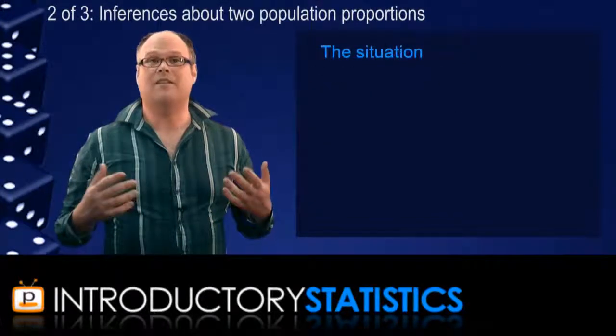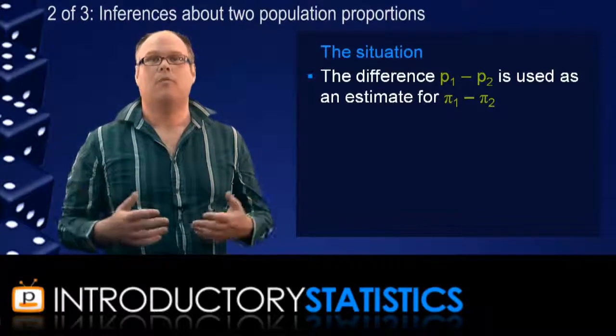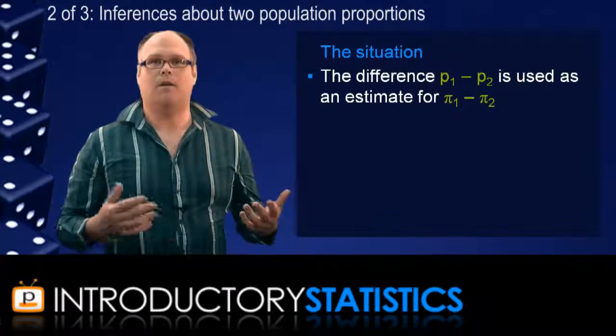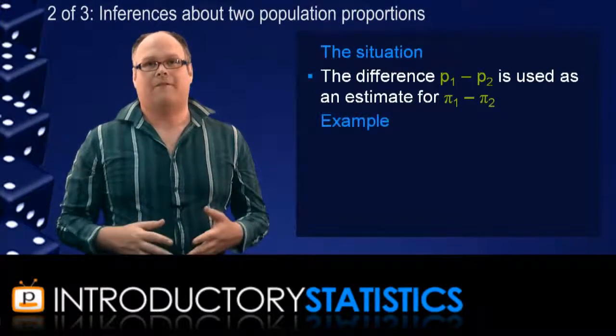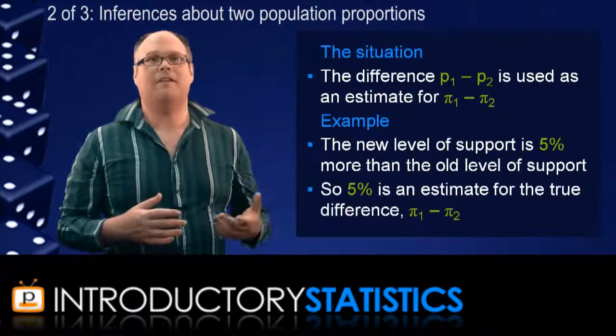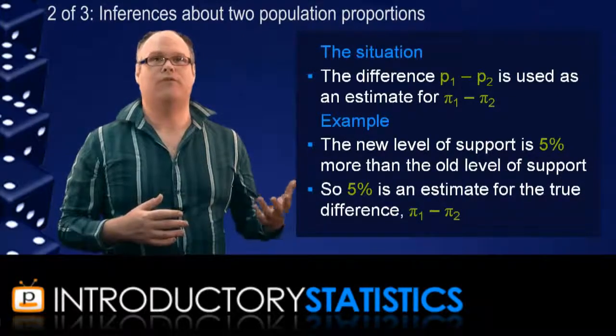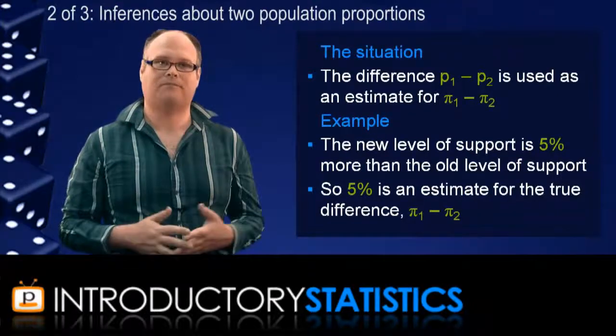And the idea is that the difference between these two sample proportions, p1 minus p2, will be used as an estimate for pi1 minus pi2, just like we used p as an estimate for pi. So the fact that the level of support has gone up by 5% means that 5% is our estimate for the true difference between level of support today and level of support 6 months ago.